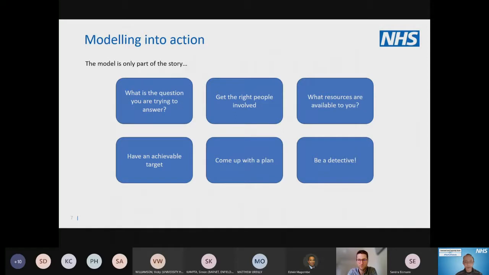I might just throw in a question to you, David, because I know you're saying about having an achievable target, and you've rolled this out with quite a few services. How long does it take typically to put a first iteration of the model together?